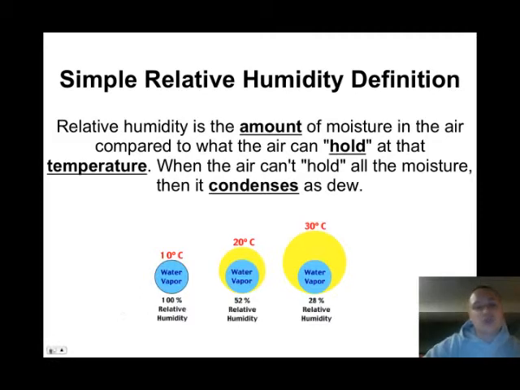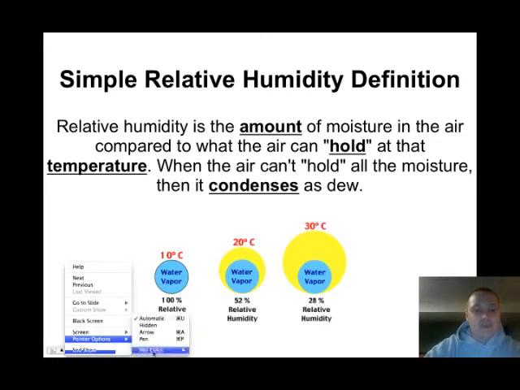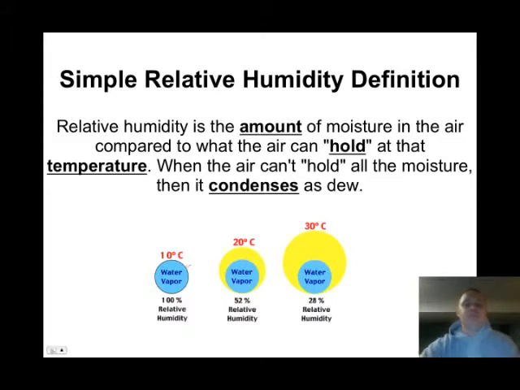Now, what this diagram is showing you as an example is the following. First of all, if the temperature outside was 10 degrees Celsius, the amount of water that could be held at 10 degrees Celsius completely fills in the circle, meaning that the amount of moisture equals the space that's available for it to be held within our atmosphere. So that's why it's 100% relative humidity. Because at 10 degrees Celsius, at that temperature, this is the amount of water vapor that can be physically held within our atmosphere, in the space that surrounds us.